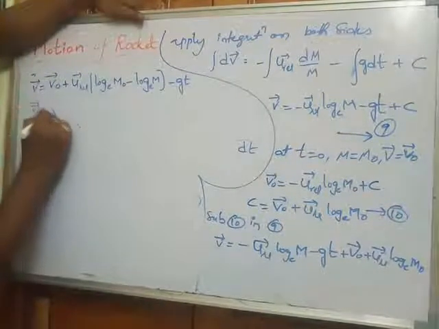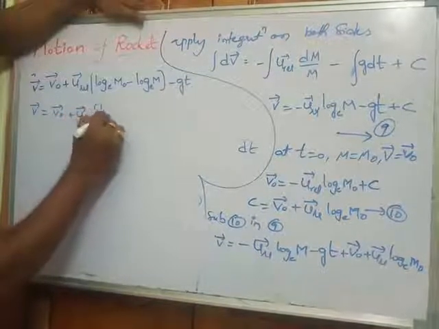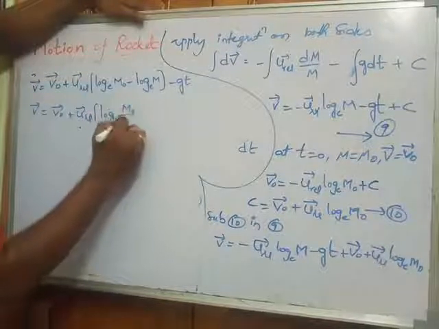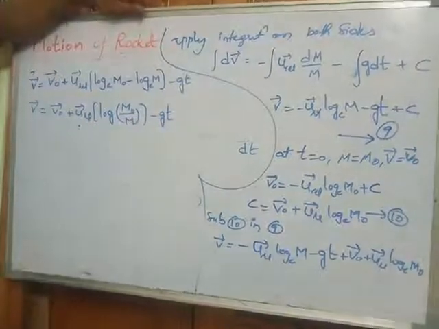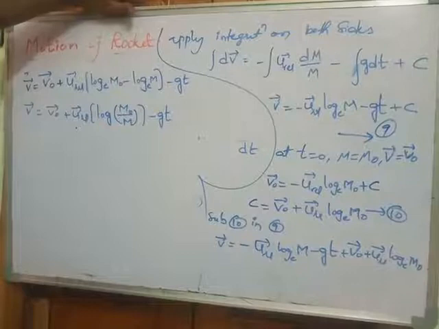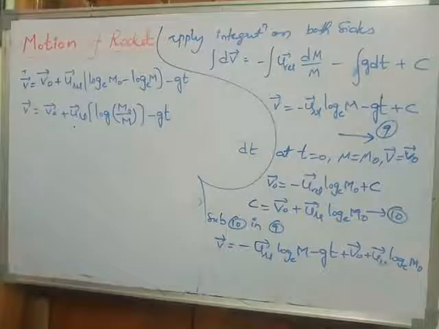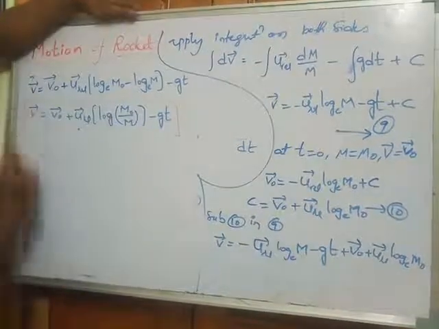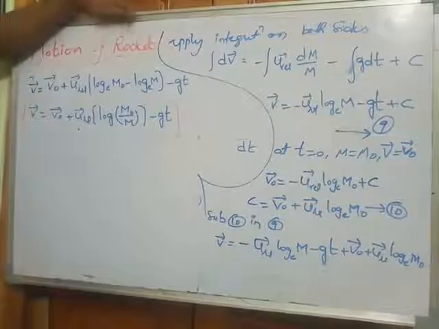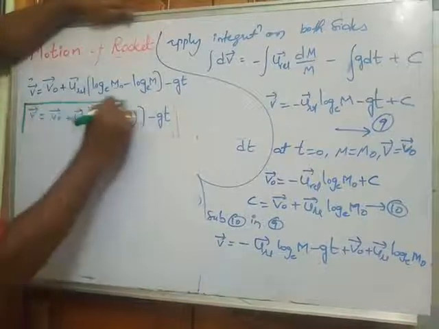So finally v bar is equal to v naught bar plus relative velocity into log m naught by m, minus gt. This is the required equation for us. This equation is also known as the second equation of motion of rocket. This is the important equation.